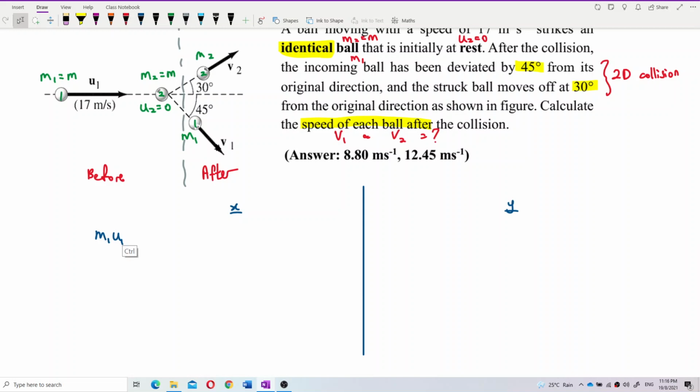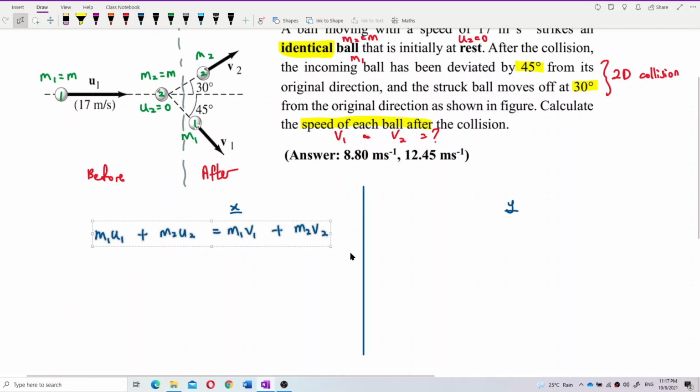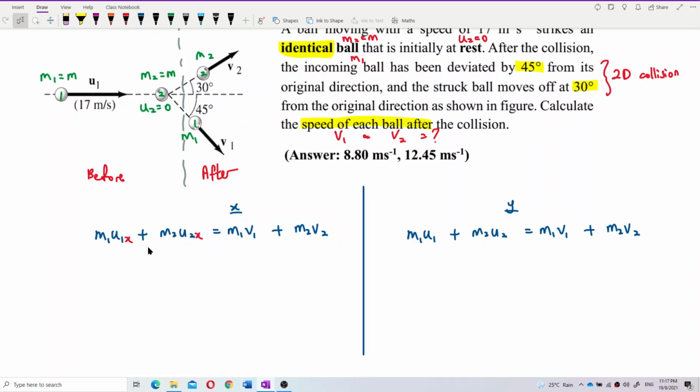Conservation of momentum: M1 U1 plus M2 U2 equals M1 V1 plus M2 V2. I already have this one, and I also apply it to the y components, because we will need it for the y component also. Make sure for all the velocities you put the component. For the x component, put subscript x for all the velocity. For this part, all these velocities are y component velocities, so put subscript y.